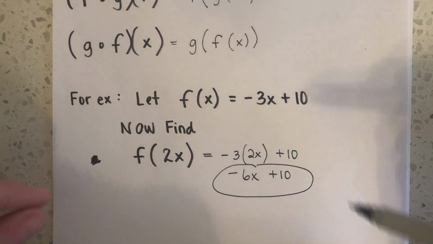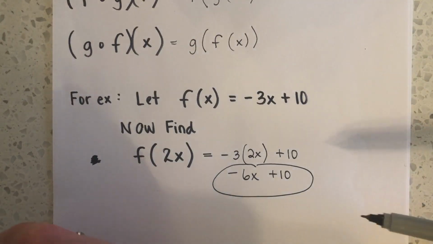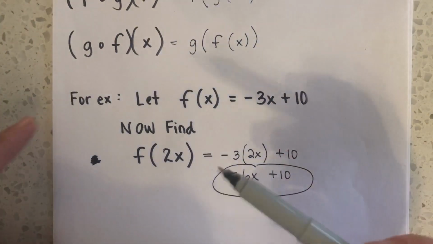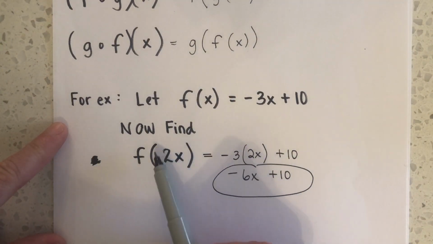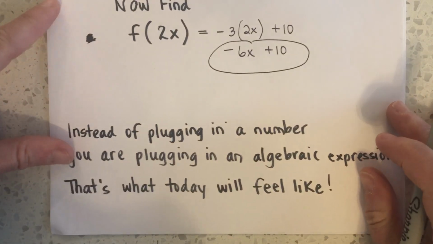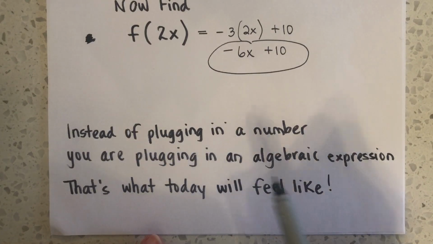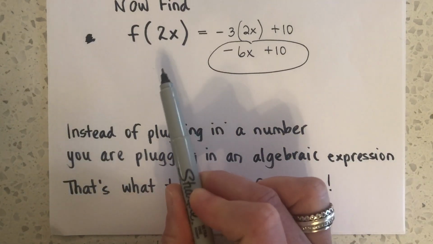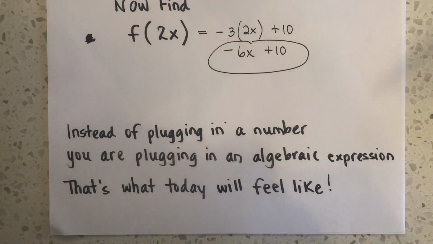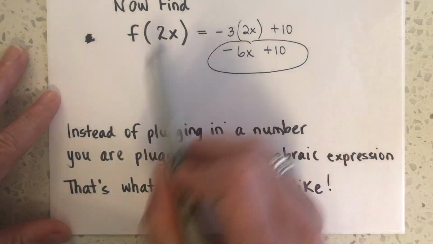So that's exactly what today's problem should feel like when you're finding f of g of x or g of f of x. It should literally feel like you are plugging an entire function into another function. Okay, so today, instead of plugging in a number, you are going to plug in an algebraic expression, like 2x. You're going to be plugging in an actual algebraic expression instead of just a number. All right, and this is what today would feel like. It should feel something like this.